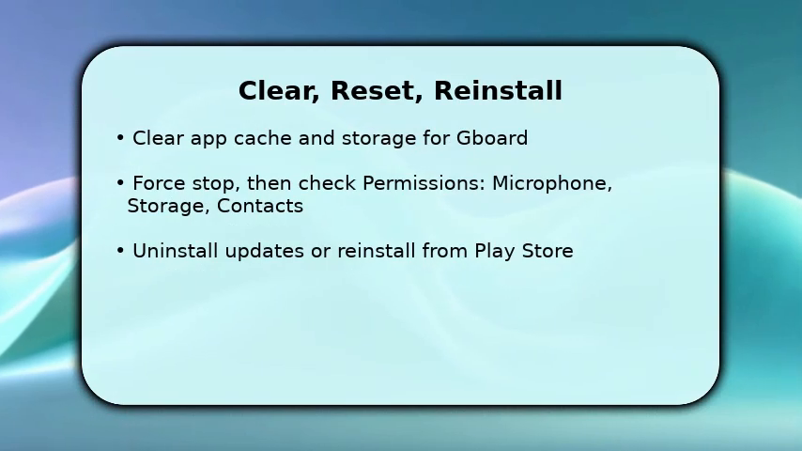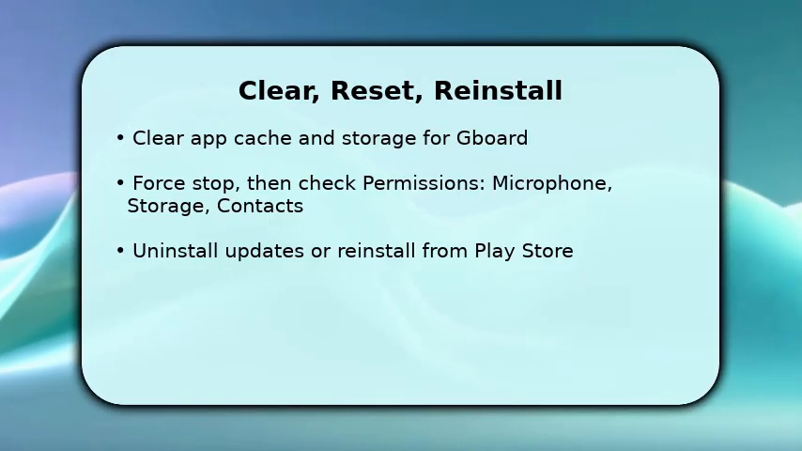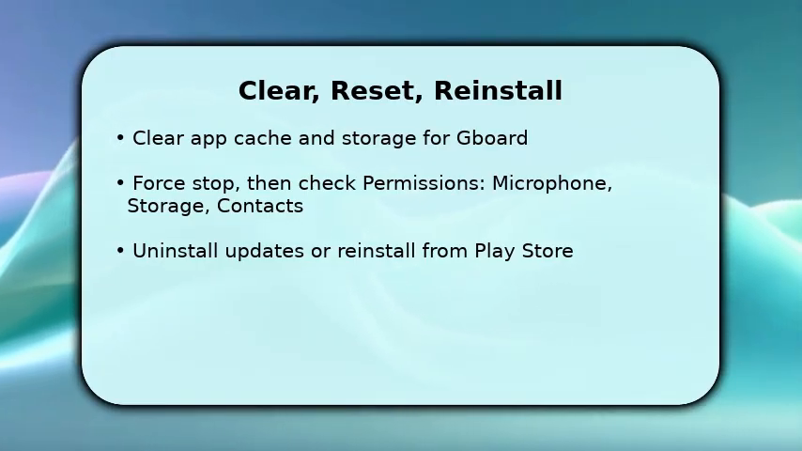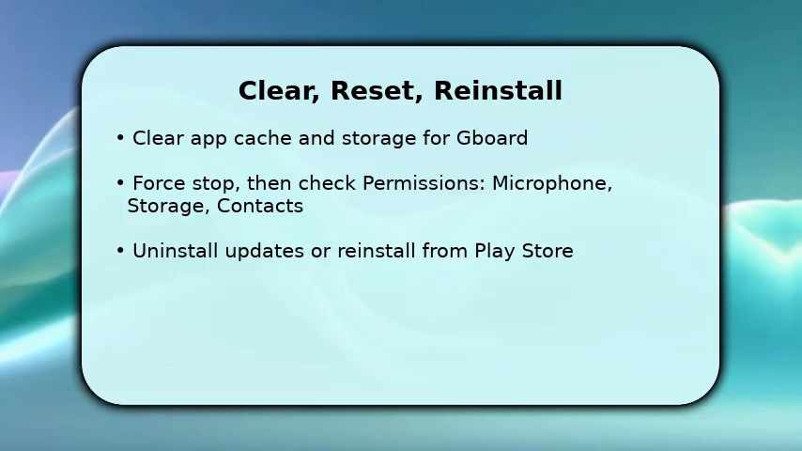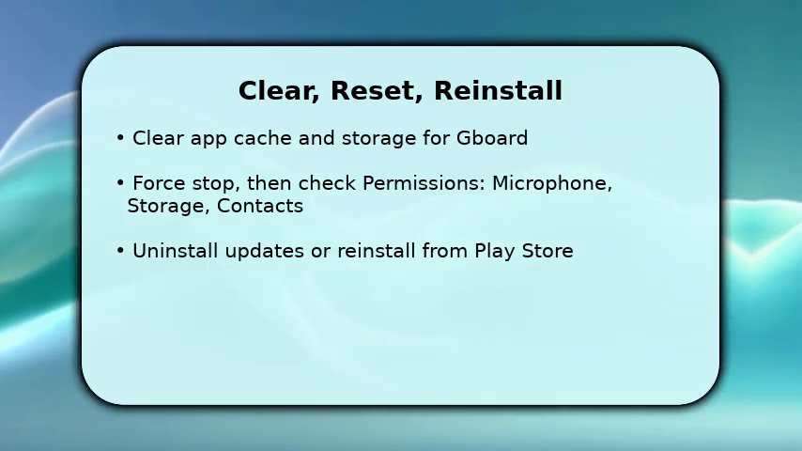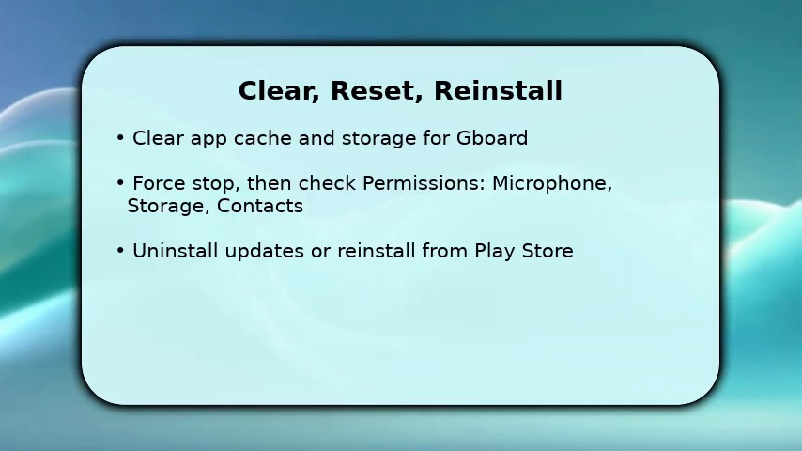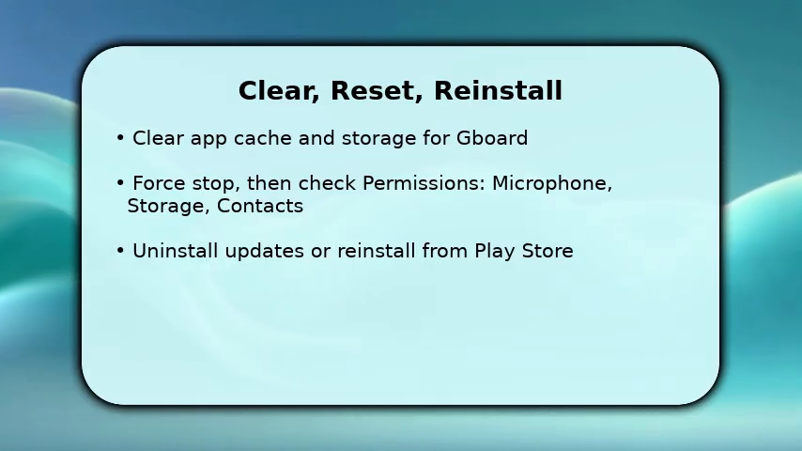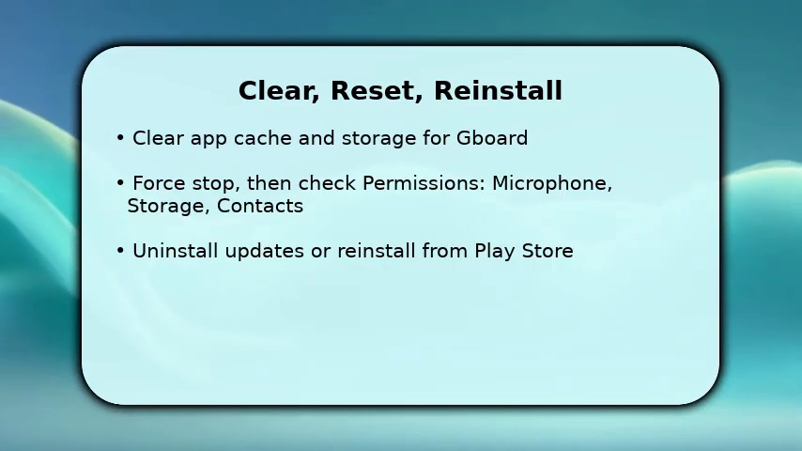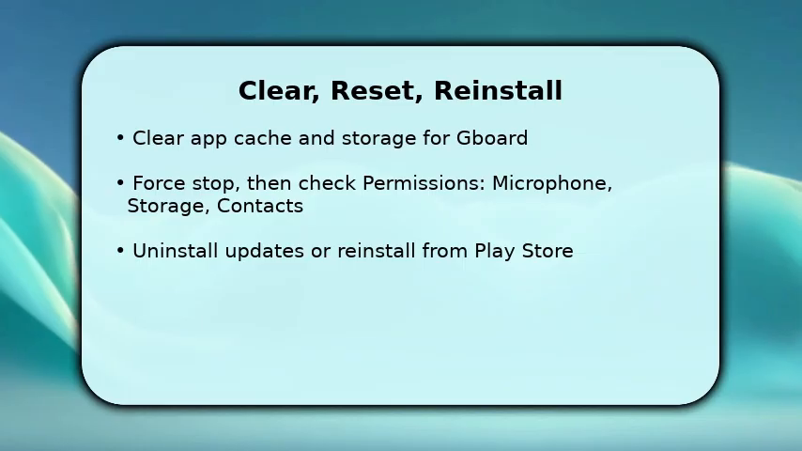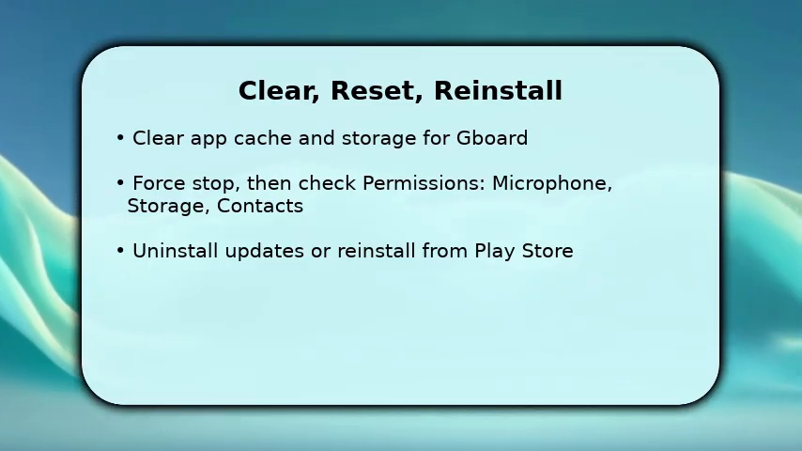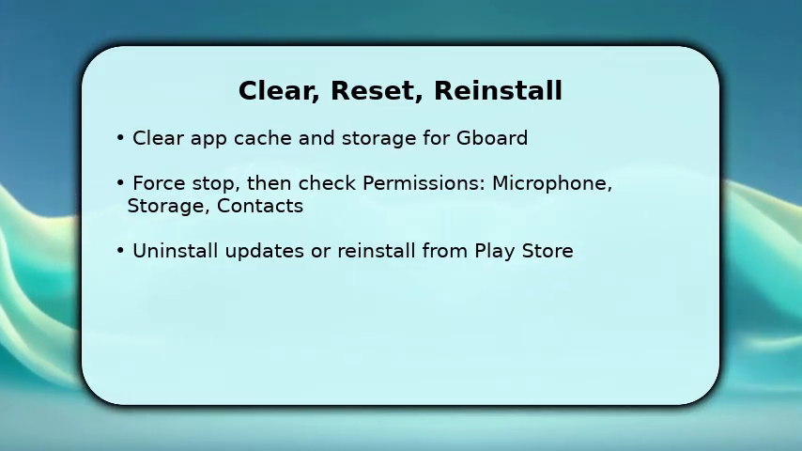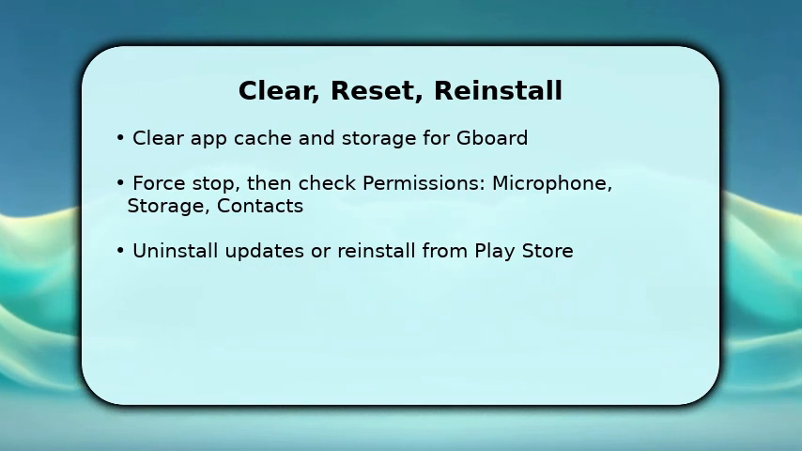You now clear Gboard's cache and storage to remove corrupted data. This resets temporary files without touching your system. Once cleared, force stop the app and immediately confirm permissions. Missing mic or storage permission can break voice typing and personalization. If issues persist, uninstall updates or fully uninstall and reinstall Gboard from the Play Store so you get a fresh, stable install. These steps eliminate corrupt state and restore the app's default behavior, which fixes most keyboard failures.